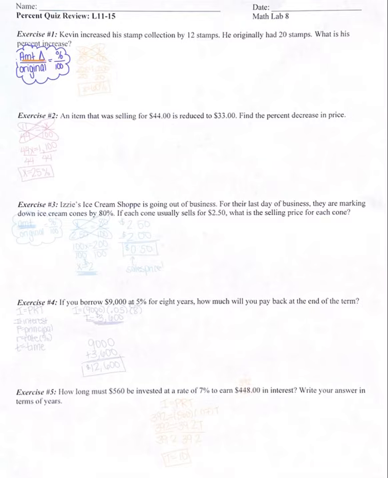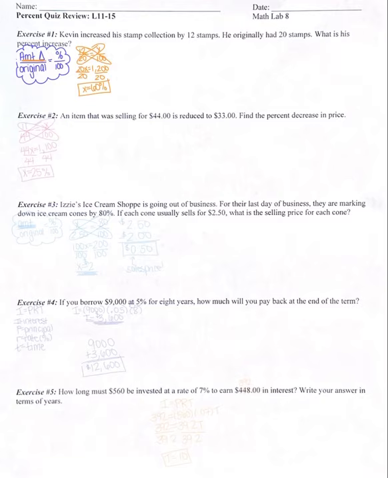So we're told that he increases his stamp collection by 12. So that goes on the top. His original amount is 20 stamps. That goes on the bottom. We're looking for the percent increase, so we're going to name that X over 100. To solve this, we're going to cross multiply. So we have 20X equals 1,200. To get X by itself, we divide both sides by 20, so we get X equals 60%. So that means we had a 60% increase in stamps when we got those 12.